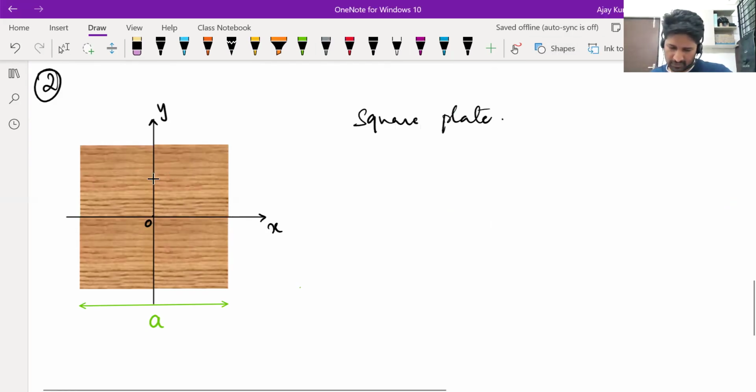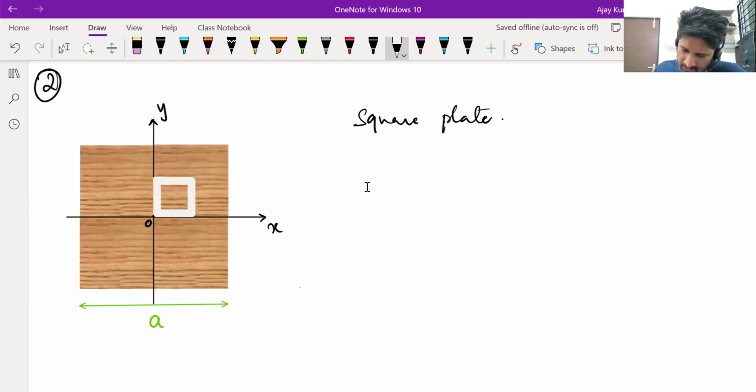Let's say the removed mass is like this. Assume what is removed is also a square itself. Like here it shows rounded edges, but you assume square edges, I mean sharp edges. You have to find out the position of center of mass of the remaining system.